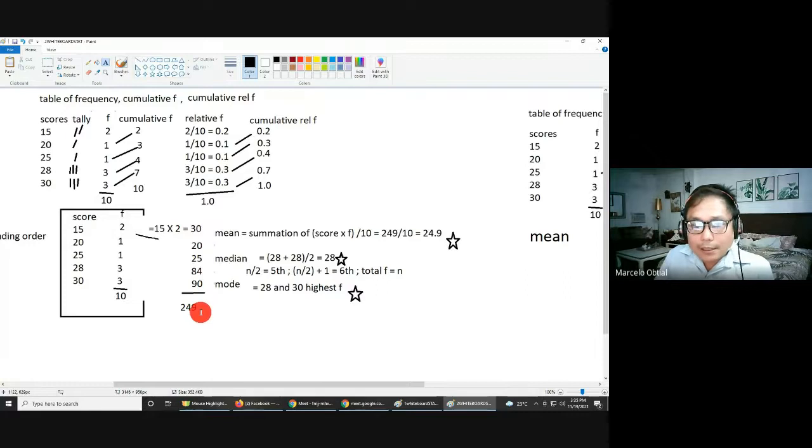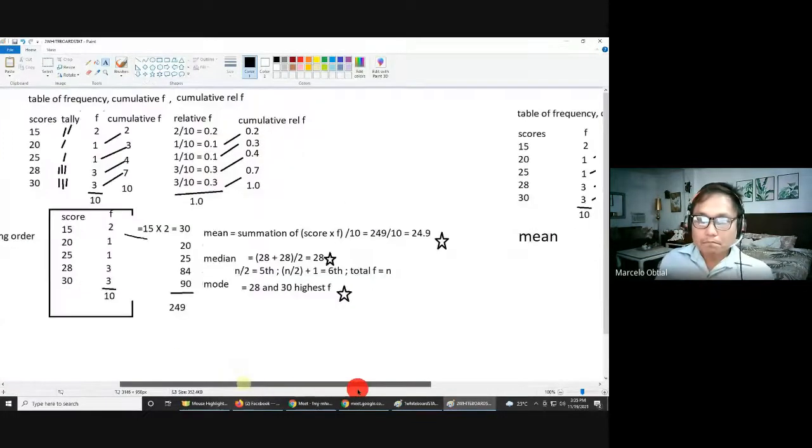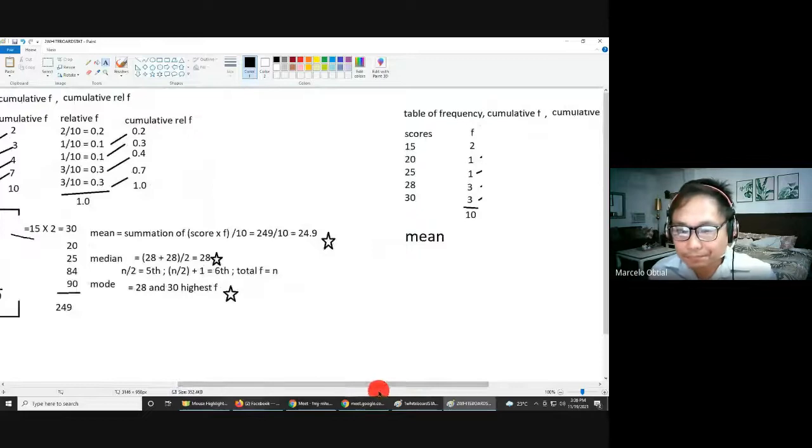You add, the answer is 249. Then you divide that with number of n. Okay? In this case, 10. So the answer is still the same, 24.9. Remember, I told you na na-answeran na natin ito, ha? When you look at the raw data, no? 24.9 dapat siya. Okay?